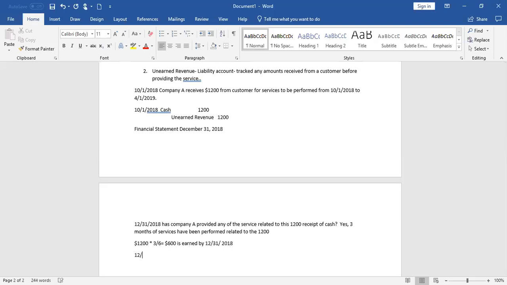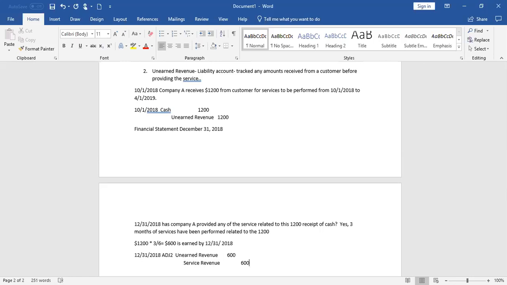So on December 31st, 2018, we need to do an adjusting journal entry where we will debit our unearned revenue for the $600, decrease that liability. They don't owe it anymore. Why? They performed the service. So now we can call $600 of that $1,200 payment service revenue. Now we could increase the service revenue.